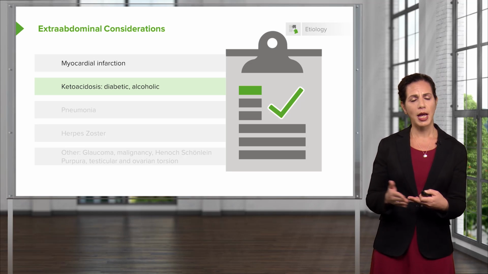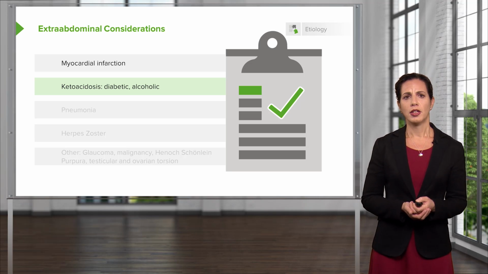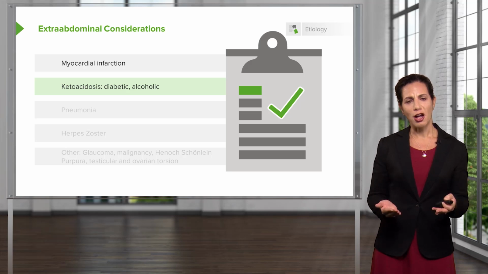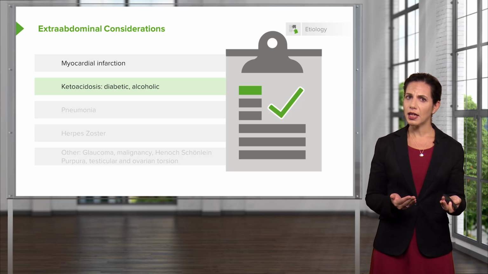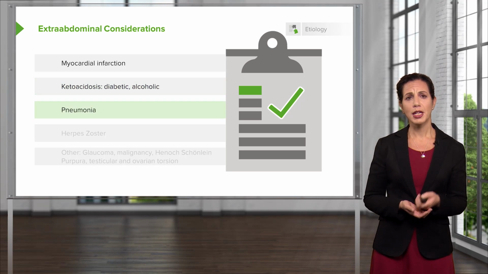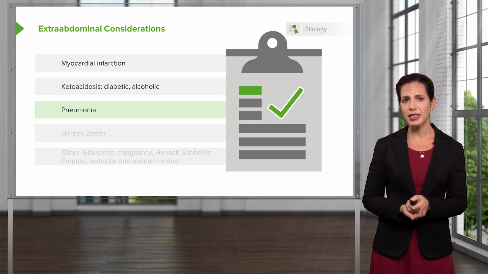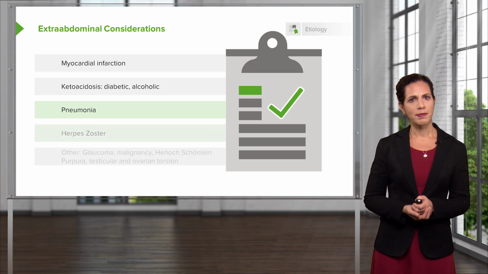By a similar pathway, alcoholic ketoacidosis can cause abdominal pain as well. Diabetic patients who drink alcohol regularly, you want to be thinking about this and you want to be potentially working your patient up for it. Pneumonia, especially in pediatrics, so especially for those younger kids, can present just with abdominal pain. So be thinking about pneumonia.